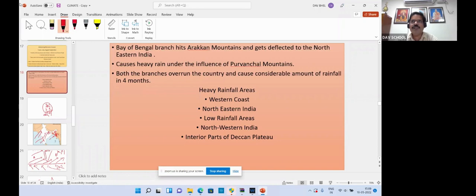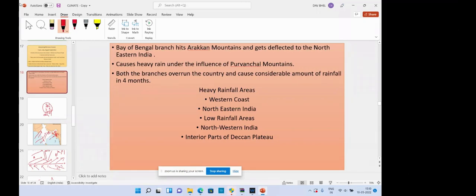Actually, during summer, we know the low pressure conditions existed over the land. But when you come to winter, the low pressure conditions get shifted to the sea, and the wind from the land will be blowing towards the sea. So this low pressure area gets surrounded by high pressure area. Cyclones start forming over the Bay of Bengal. That is another speciality of this retreating monsoon season.